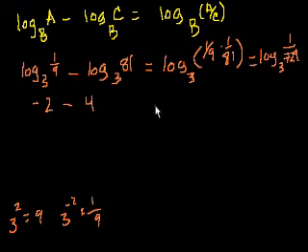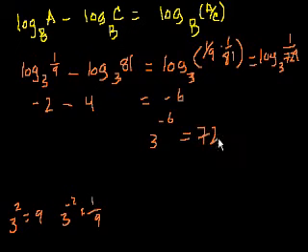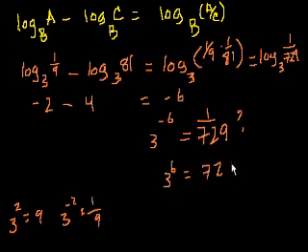So we have minus 2 minus 4, which is equal to minus 6. And now we just have to confirm that 3 to the minus 6 power is equal to 1 over 729. So my question is, 3 to the minus 6 power, is that equal to 1 over 729? Well, that's the same thing as saying 3 to the 6th power is equal to 729, because that's all the negative exponent does, it inverts it.